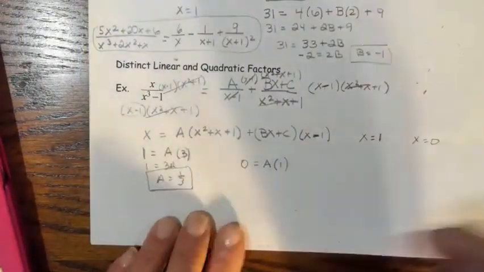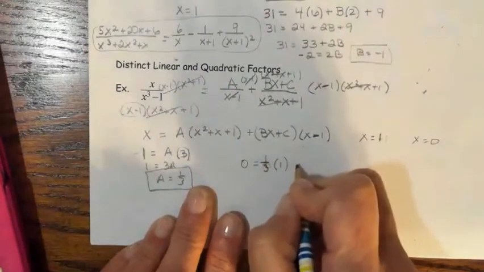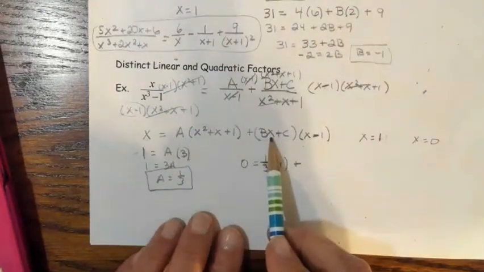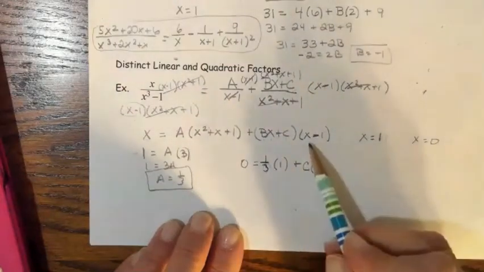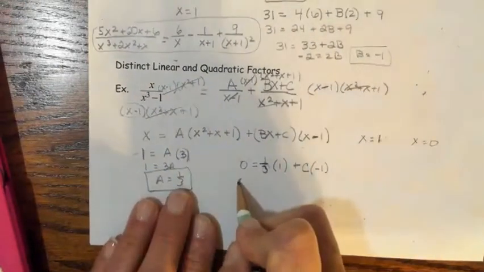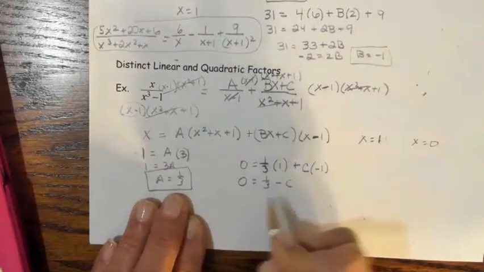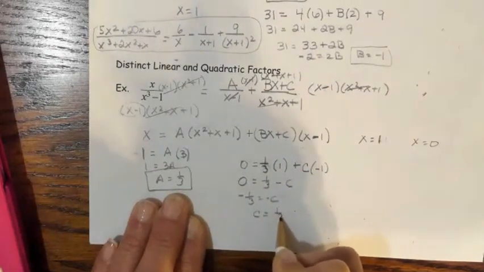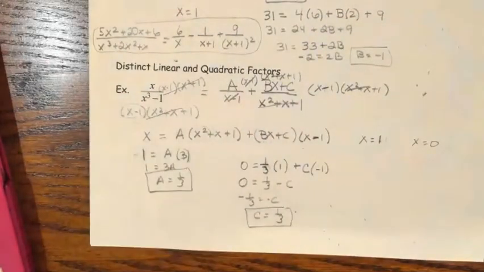Again, a is 1/3, so I can replace this with 1/3 plus b times 0 is 0, plus c would just be plus c. And then 0 minus 1 would be -1. So I get 0 equals 1/3 minus c. -1/3 equals -c. So c equals 1/3. So a is 1/3, c is 1/3.